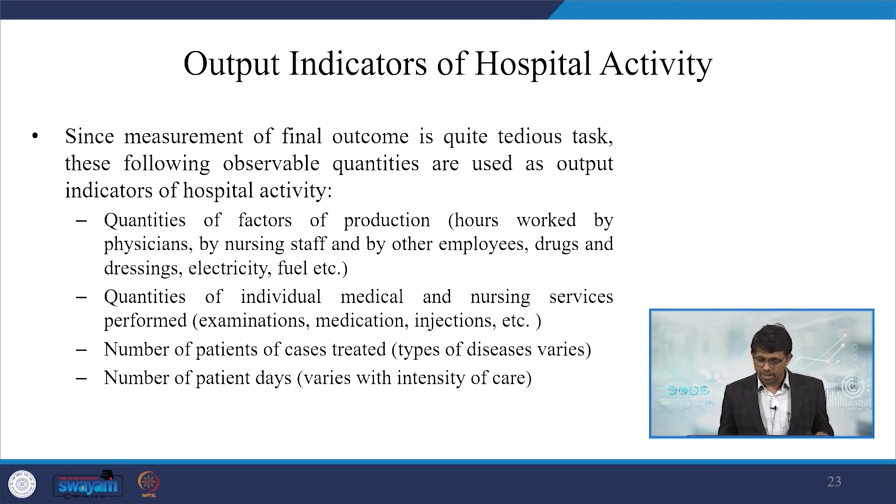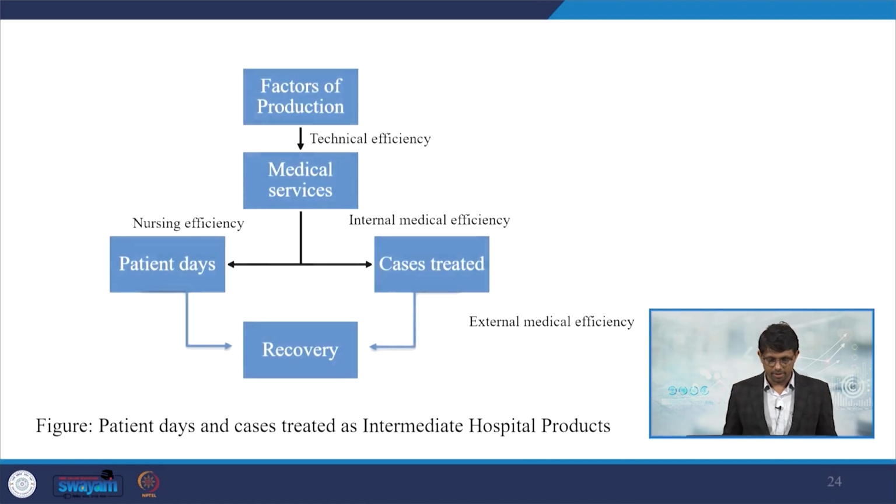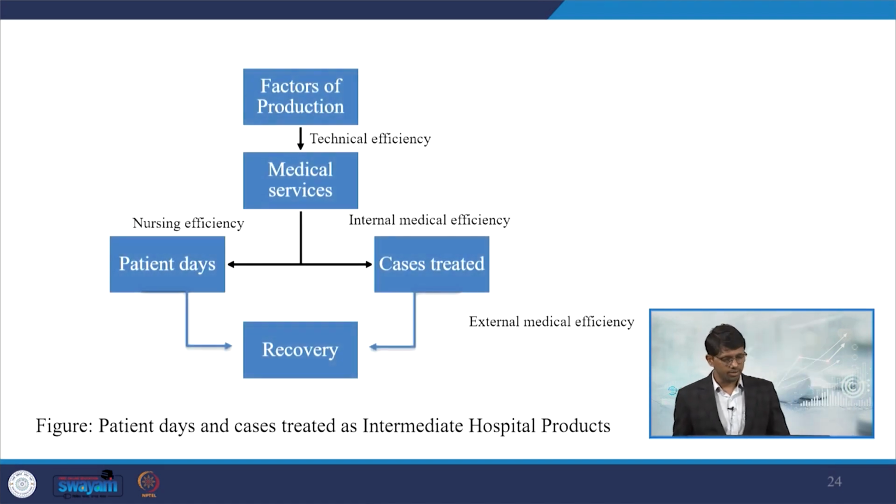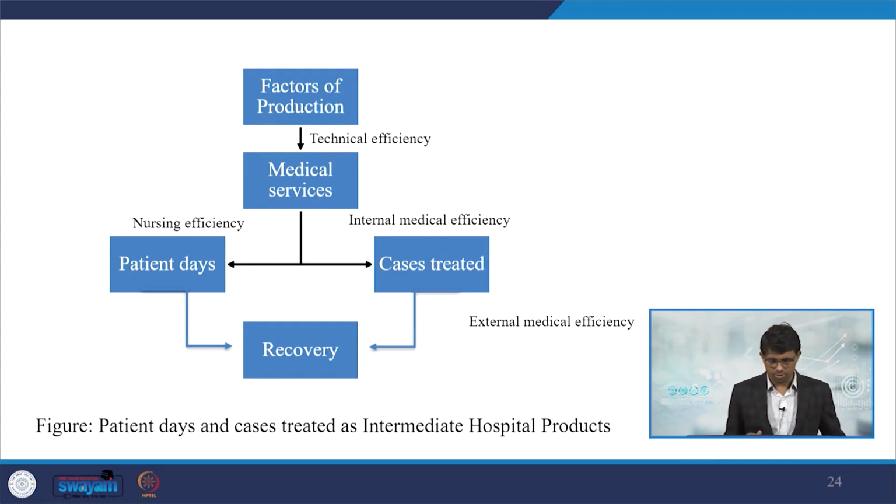And output indicators of hospital activity you can follow from quantities of factors of production, the quantity of individual medical and nursing services performed, the number of patients or cases treated, and the number of patient days, etc. And here we are trying to give direction on some issues, such as patient days and cases treated as intermediate hospital products.